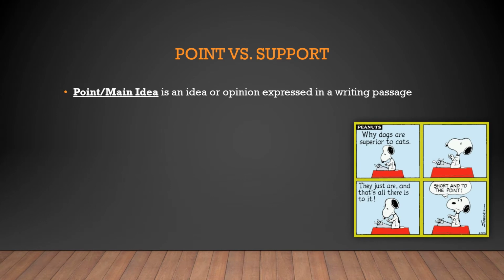To give you an idea here, the whole idea of point, also known as main idea, is that we're talking about the general idea or opinion that's expressed in a writing passage of some kind. In the little cartoon down here, this is the Peanuts cartoon with Snoopy. He's writing an essay of some kind, and he says, "Why dogs are superior to cats? They just are, and that's all there is to it." Shortened to the point. So his entire main idea here is that dogs are superior to cats.